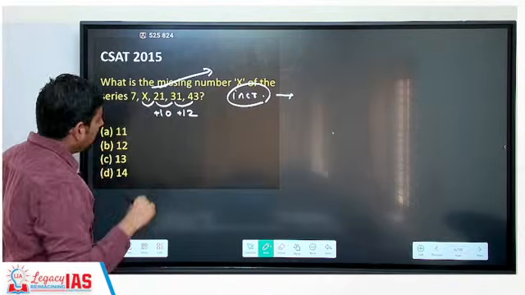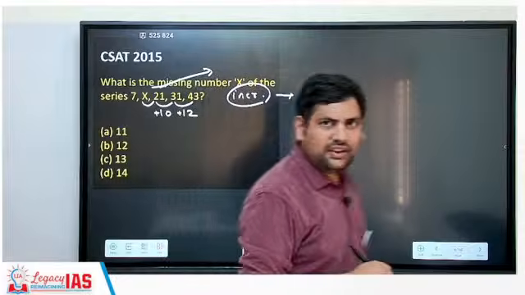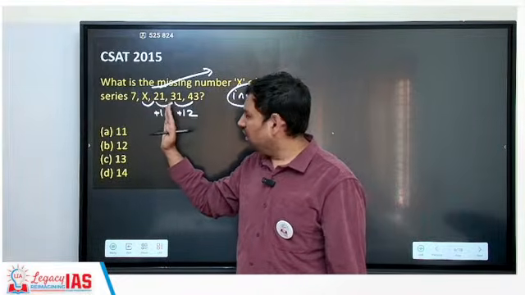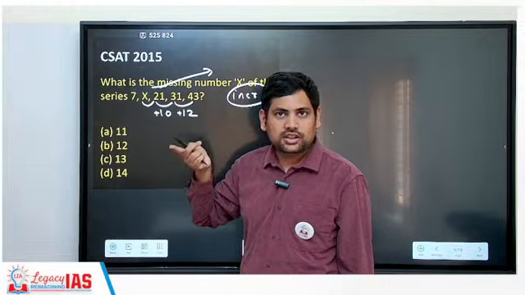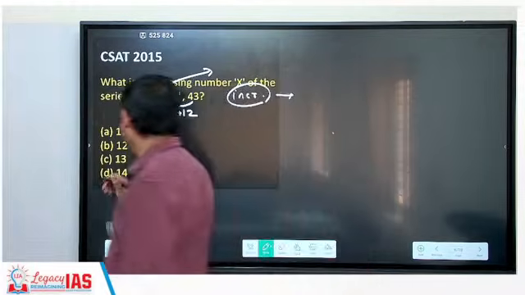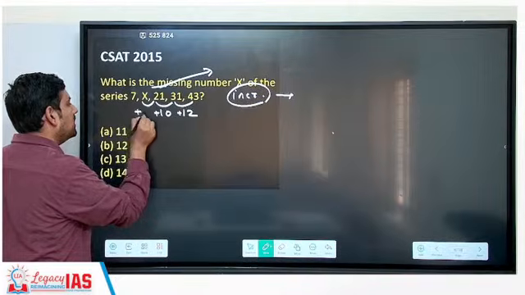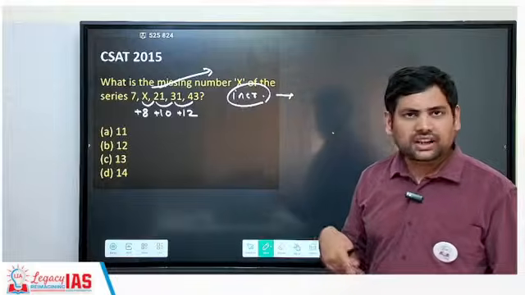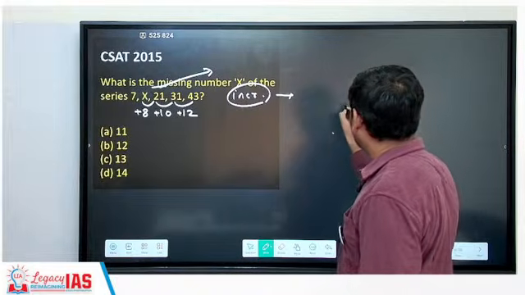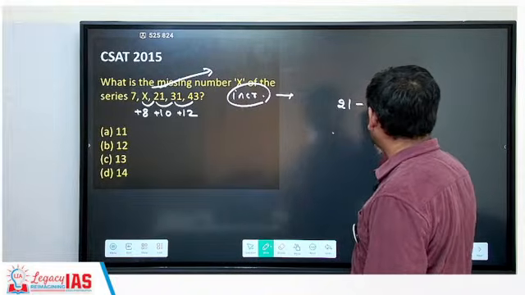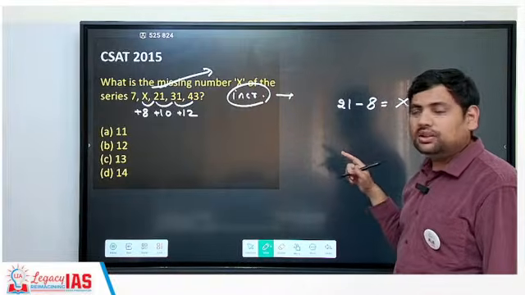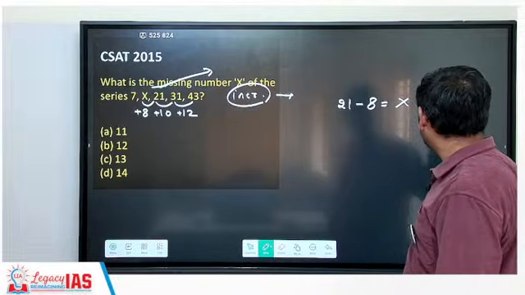Now, can you find the pattern here? 12 and 10. So here the difference is 12. Next the difference is 10. What do you think might be the previous difference? There is a very high probability that the difference might have been 8. But if it satisfies both ways, then I will consider it right. Otherwise, I won't. So basically, 21 minus 8 should be the value of x. 21 minus 8 is equal to 13.